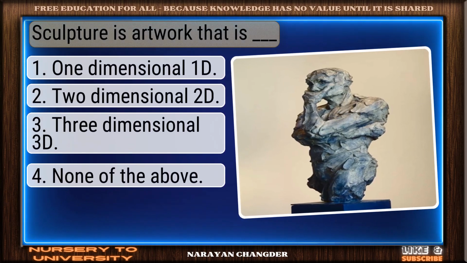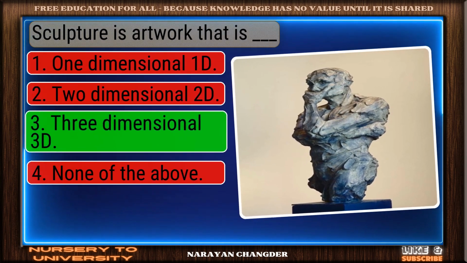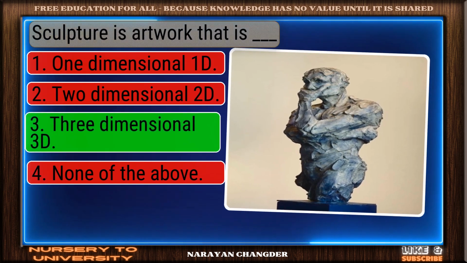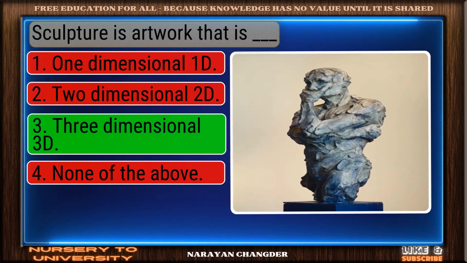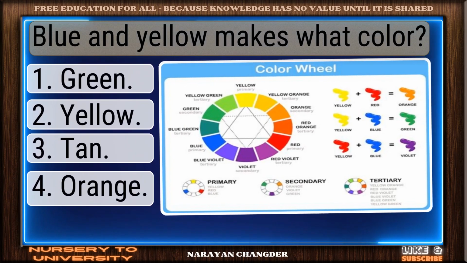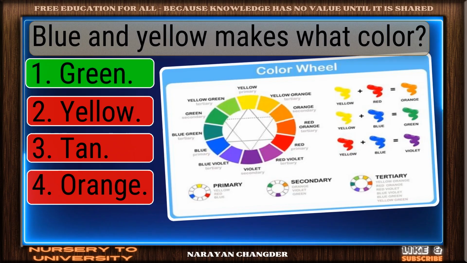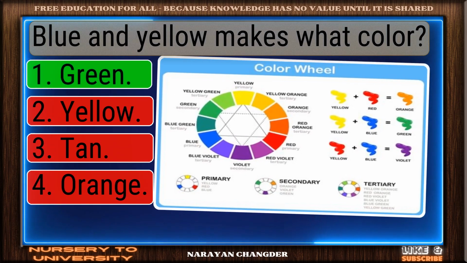Sculpture is artwork that is dash. Clear logic. Your choice, three-dimensional 3D, is sound and 100% true. Blue and yellow makes what color? Well done. Green is the right choice.